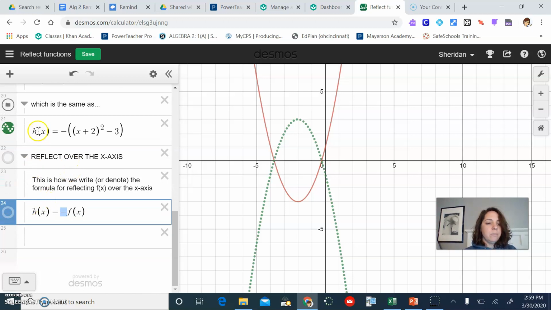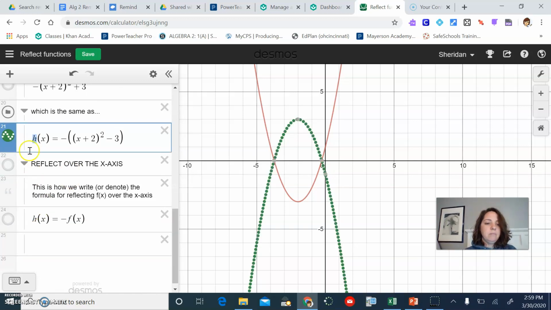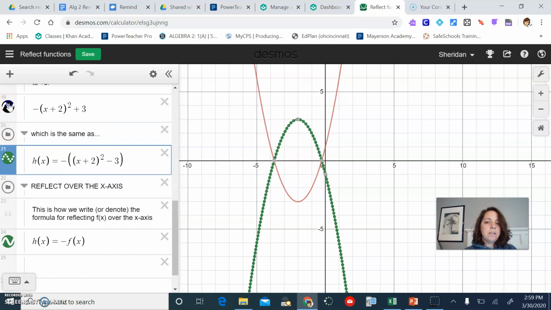My new function, which I'm calling h of x now, is just the negative version. So take that off, watch. Negative f of x, which is the same as the thing I just said a second ago, and the same as that thing. These three are all the same.